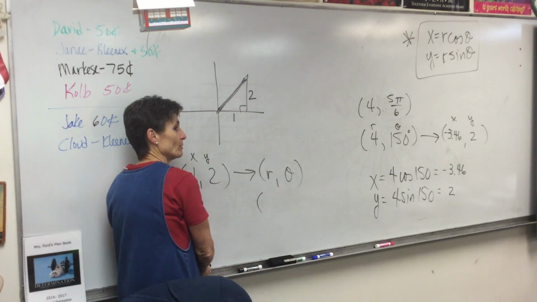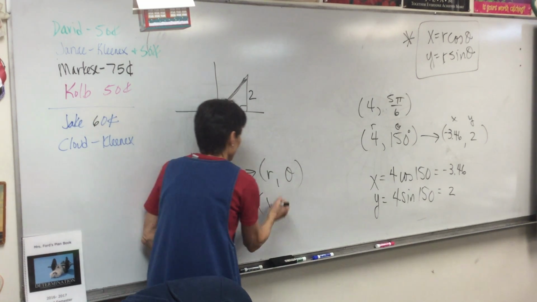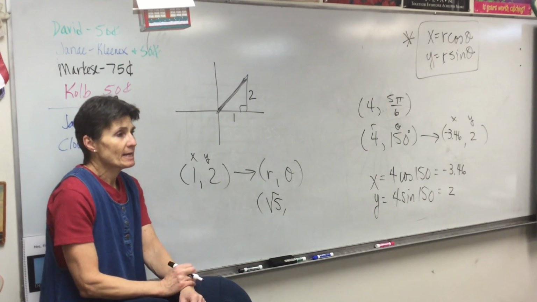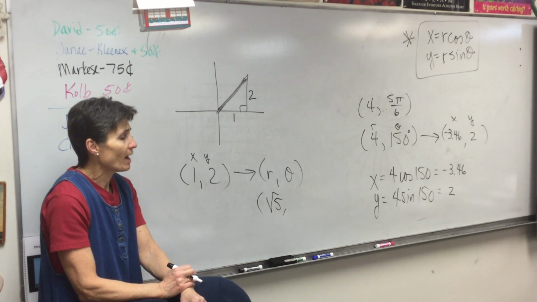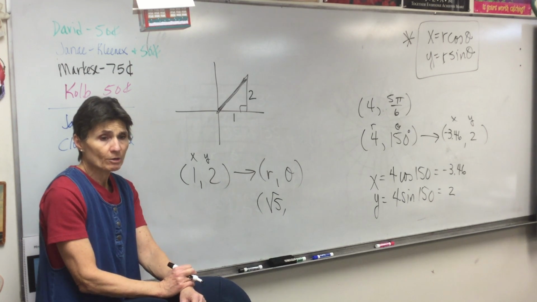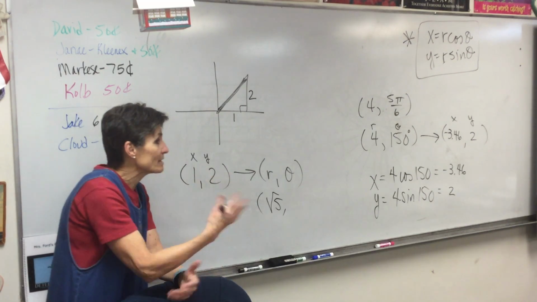No, it's not the square root. It looks like, I thought that was... No, that's not a special right triangle. Square root of 5. Oh my gosh. The radius is the square root of 5. So in other words, to find r, you're basically just finding the magnitude. Pythagorean theorem.